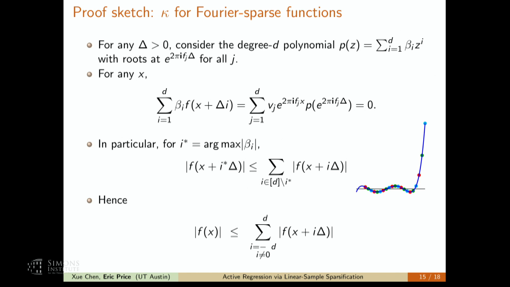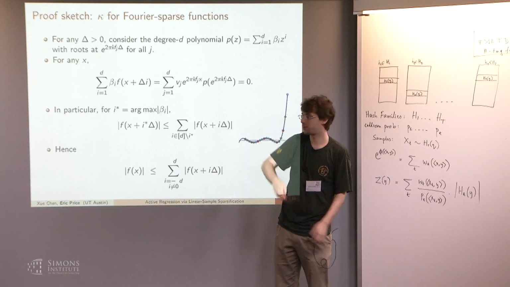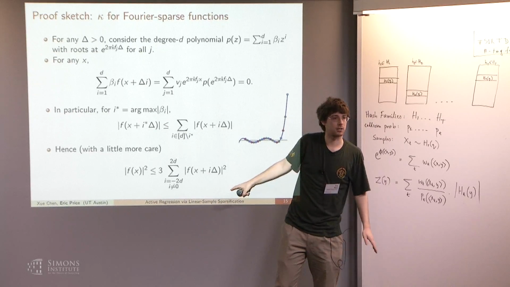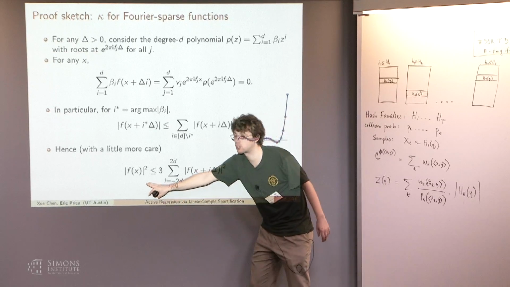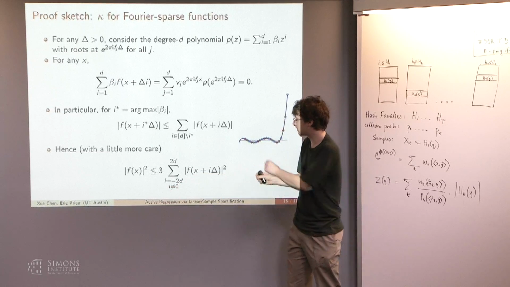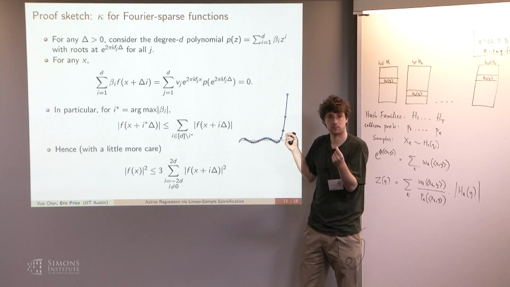And if you take a little bit more care, you can change this from an absolute value. You can find a set of d different linear combinations that are orthogonal to each other, or mostly orthogonal to each other. And so you can replace this L1 bound with an L2 bound, up to some constants. So you can say that the value of f of x squared is bounded by the sum of the f of x squareds in an arithmetic sequence around this position.